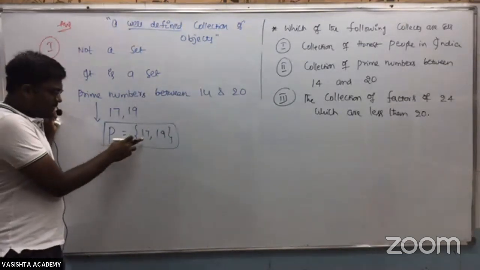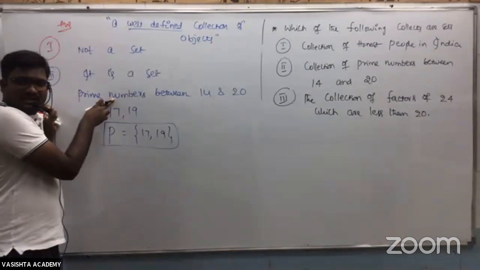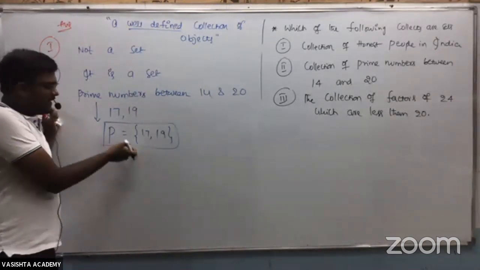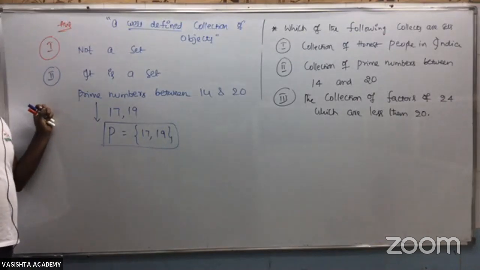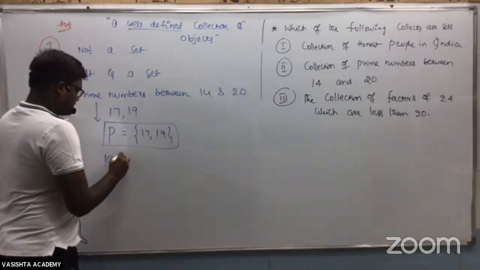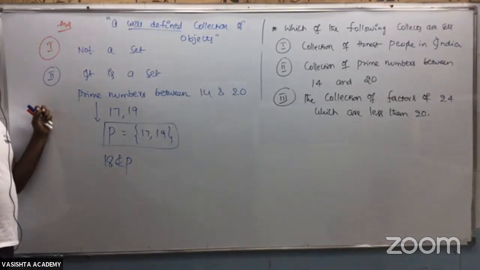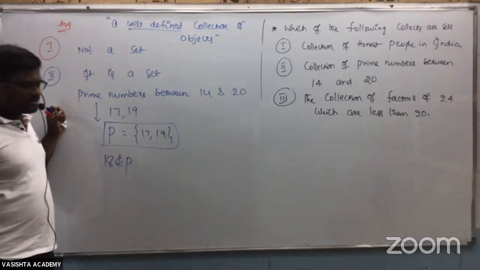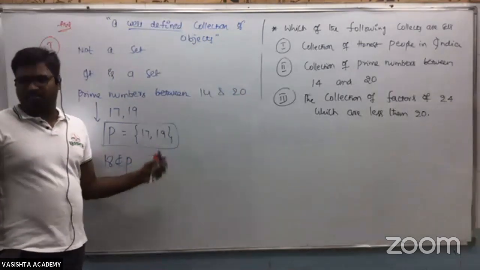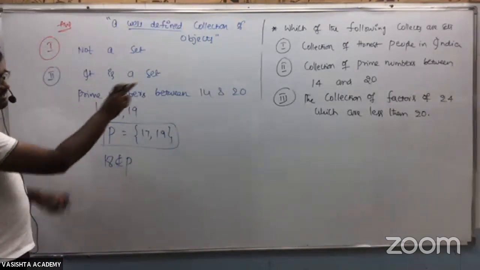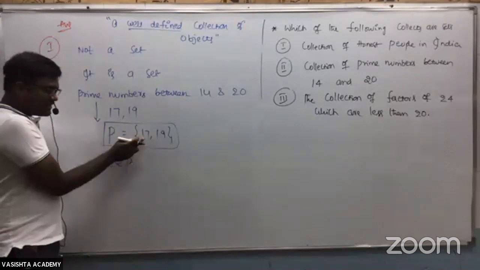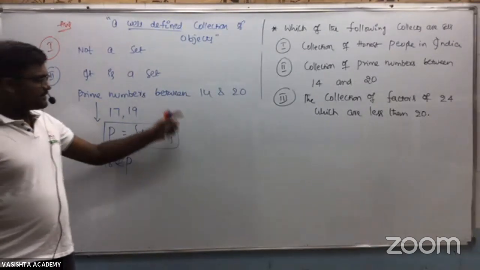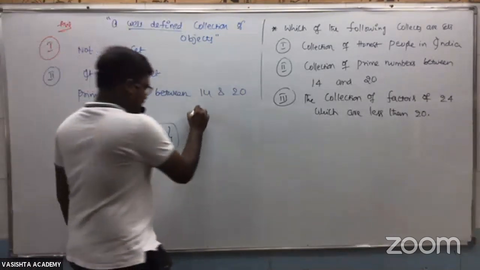So which means that number 17 belongs to this set. Number 19 also belongs to this set. If I write 18, 18 does not belong to P, isn't it? I'm just giving you an example. Even 16 does not belong to P because 16 is not a prime number. 18 is also not a prime number. Understood? So the second one is a set, and that set contains only two elements, 17 and 19. Okay, this problem is done.